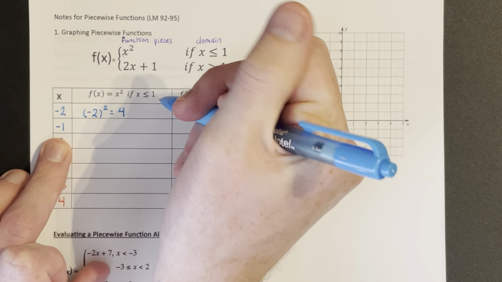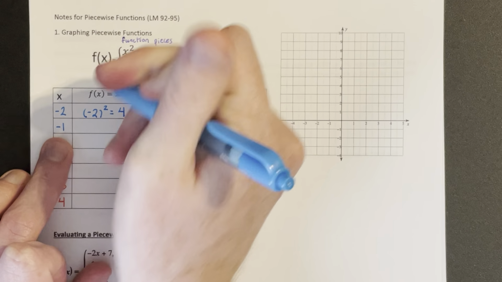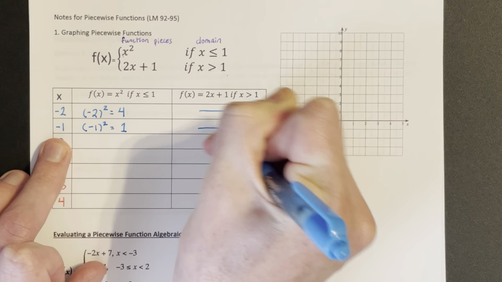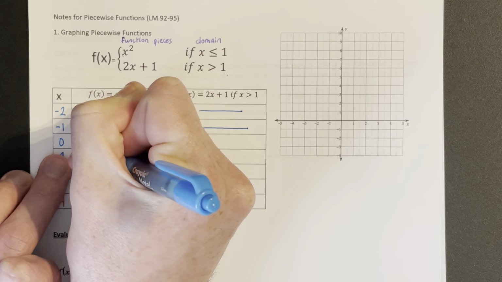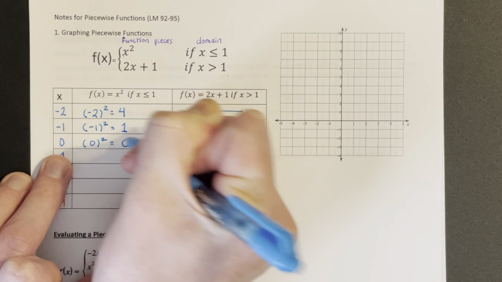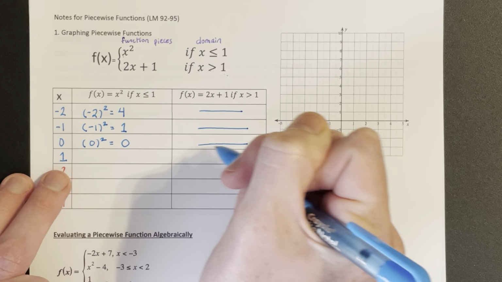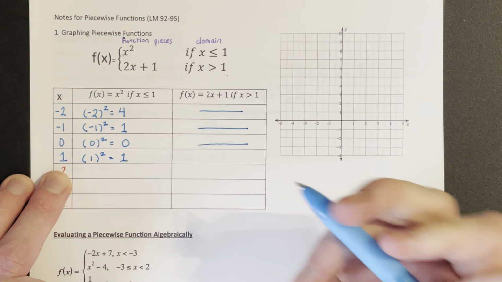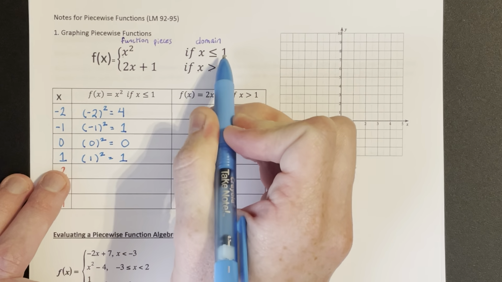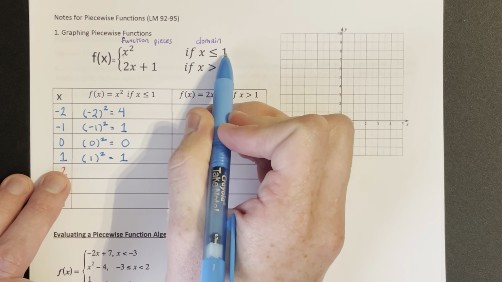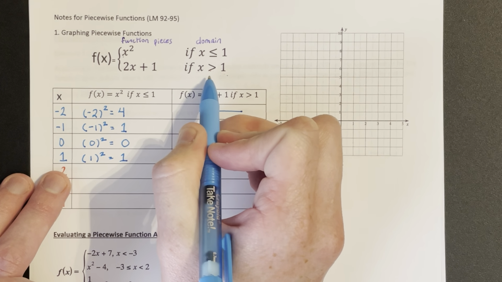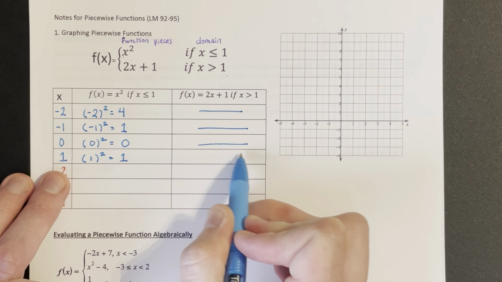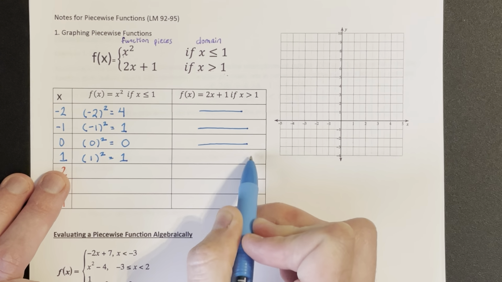Then we get to -1, and we plug that into the first part again. So -1 squared is going to be +1. 0 squared is just 0. And +1 squared is +1 again. This is where it's a little bit special, because that's where our graph switches from the first part to the second part. So I actually want to plug it into both. So I will plug something into this second part of the function.